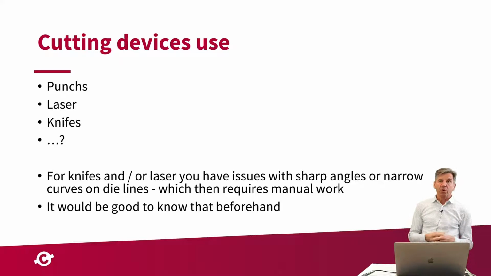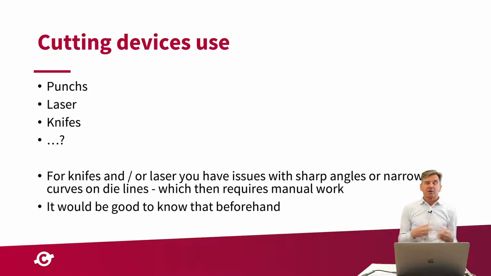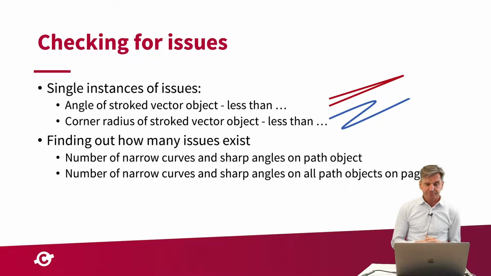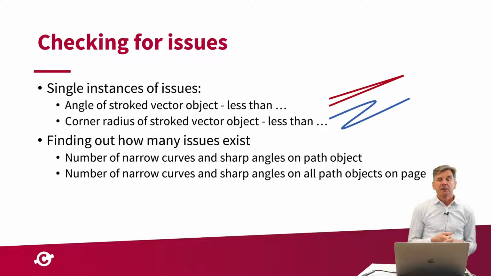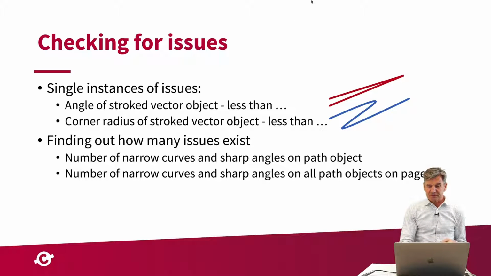Or what we have heard, in some cases it's possible to deal with it, but then that requires manual work to cut it out manually. So it would be good to double check the quality of the die line that we have got. And that becomes possible too in pdfToolbox 15. You can check for sharp angles, and you can check for small corner radiuses. You can see that at the top.